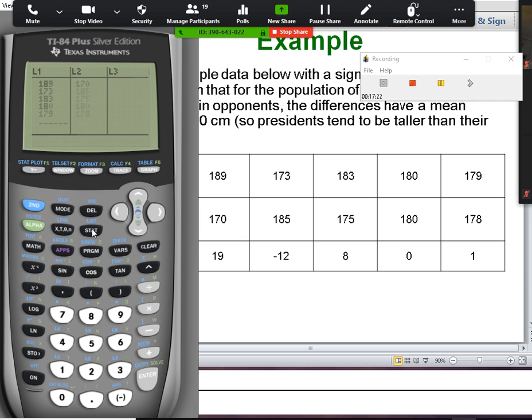Now, I want to do stat, calc, 1 bar stats on list 3, because that's where I put my D's. So second L3. Don't do L1, or it's going to give you something totally screwed up, and you're going to mess up that whole problem. So L3, and then I have my 3.2 and my 11.4.